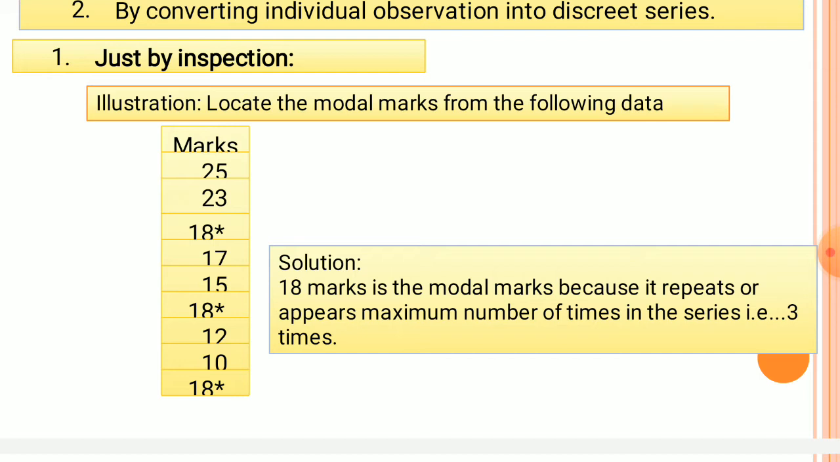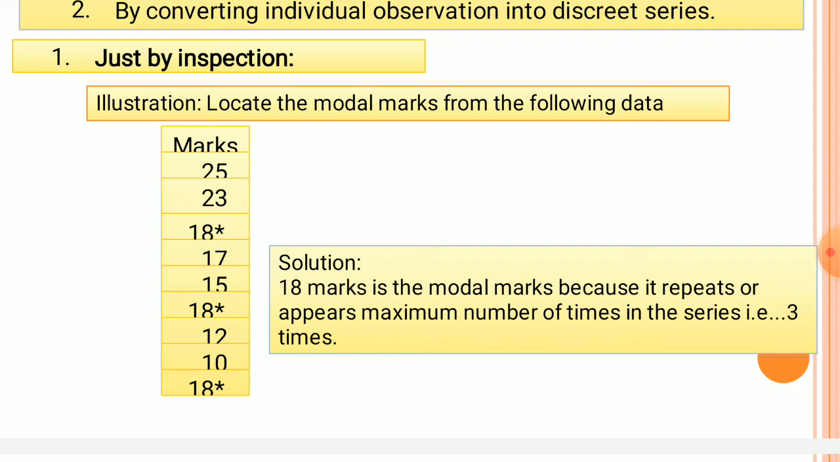Suppose 18 is the value which has repeated three times. In the same way, if 23 is repeated three times, then both the values 18 and 23 have repeated the same number of times, three. So that type of mode is called bimodal.